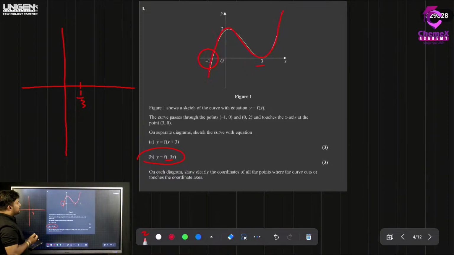Alright. Then what's going to happen to the 3? 3 gets divided by minus 3. So it becomes minus 1. Exactly. So how is your graph going to go there?